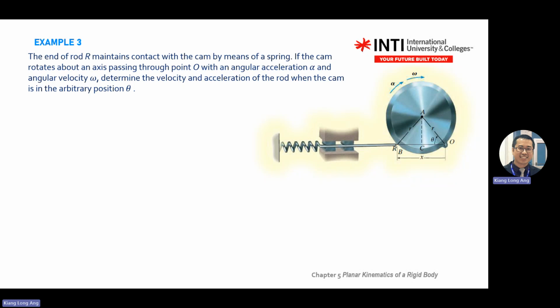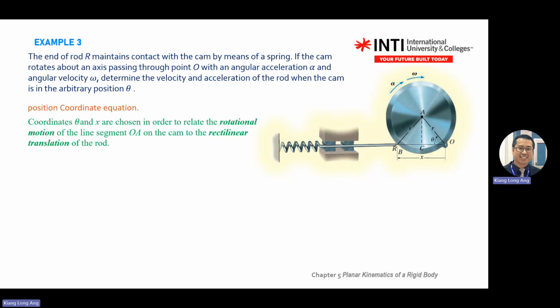He asks you to find the V and A of the rod when the cam is in the arbitrary position theta. This one moves to here. Then you have the rotation of the cam, which is alpha and omega in the clockwise direction. So we need to define our rotation motion. On the diagram, you have OA with the radius. C is the distance moved by the cam. C is moved from here to here.